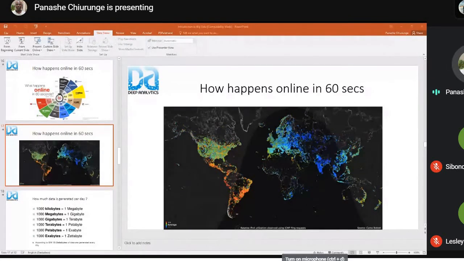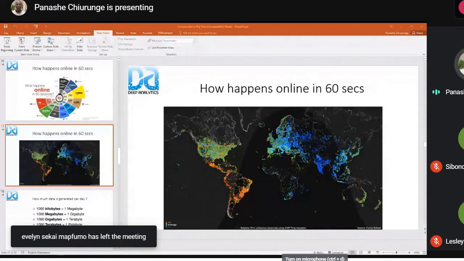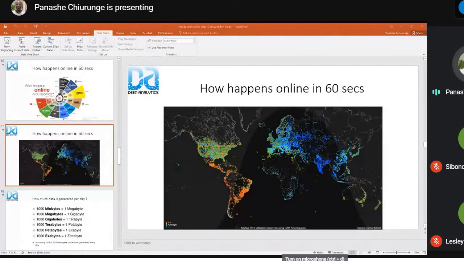We'll always need people to make sense of that data. Right? So you can see Zimbabwe somewhere here. You can see a little bit of tiny activity happening there, right? Not much, in terms of a global point of view, and from an African point of view, there isn't much.